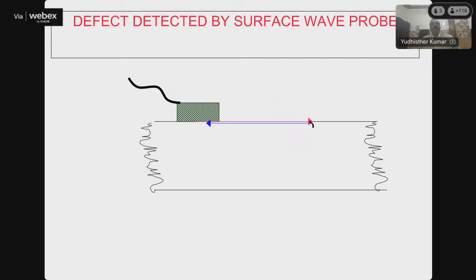This is the surface wave probe. A surface wave probe usually moves on the surface. These are partly shear wave probes, and if any defect is there, we receive an echo from the defect.